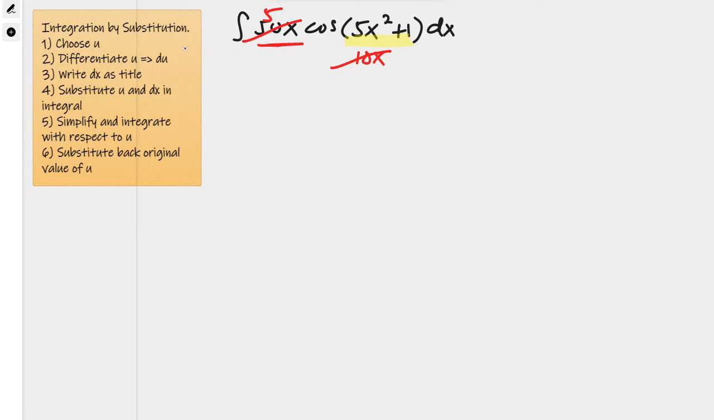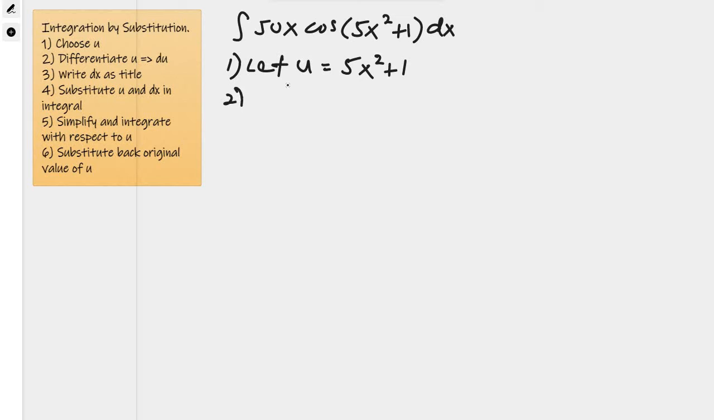So let's proceed to do the steps. Again, we are using the 6 steps which I already discussed in part 1. I will still use the same steps in this example also. Let's start with the first step, where we choose the u. We already differentiated this one, and you identified that if you use this to be the u, you can cut with the value in front here. So let u be 5x squared plus 1.